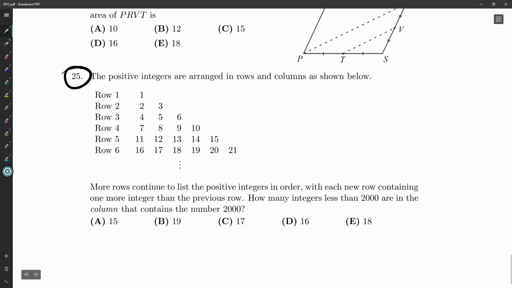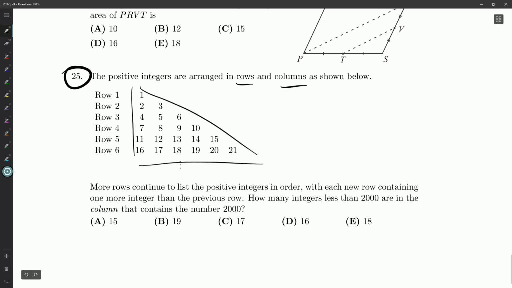The positive integers are arranged in rows and columns as shown below. So row 1 just has 1, row 2 has 2 and 3, and then 4, 5, 6, and so on. So we're just counting up, and we're trying to keep all the numbers aligned in this triangle shape. More rows continue to list the positive integers in order, with each new row containing one more integer than the previous row.